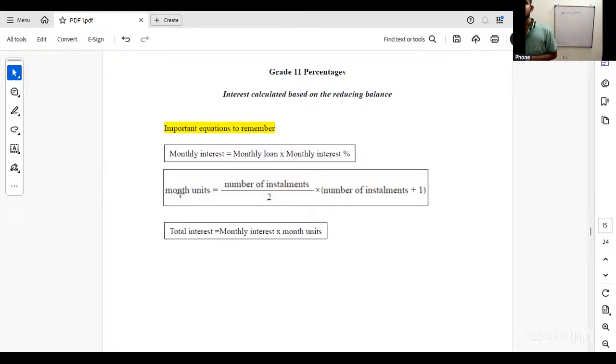Then total interest. The total interest equals the monthly interest into month units. So these three equations you have to remember. And if you can't remember, please write it down, because these three equations are the main core concepts of this lesson of reducing balance. Okay.